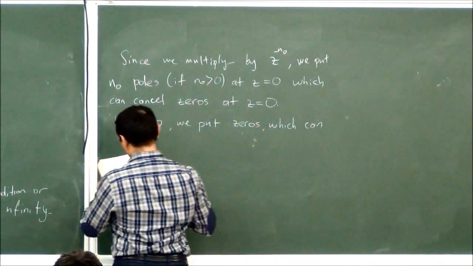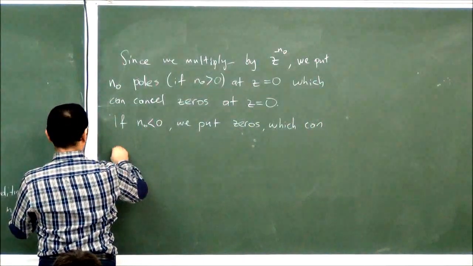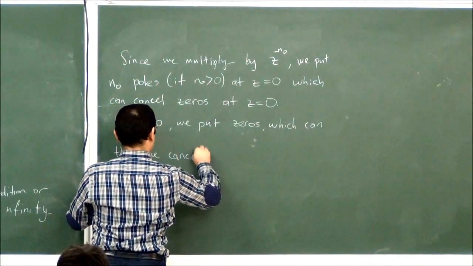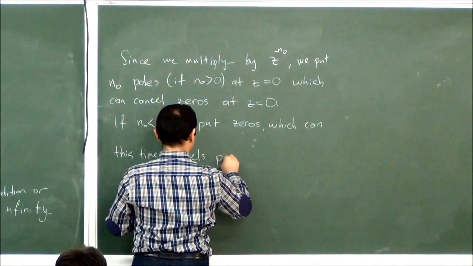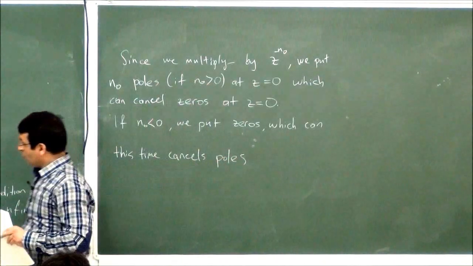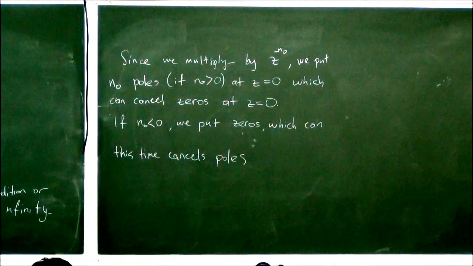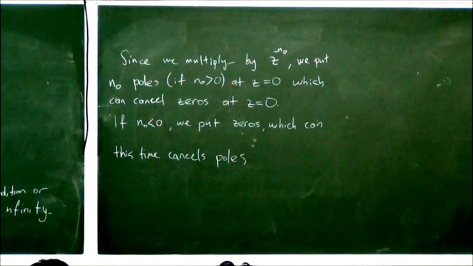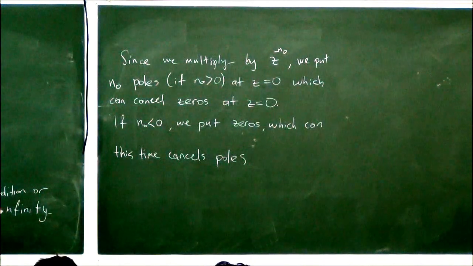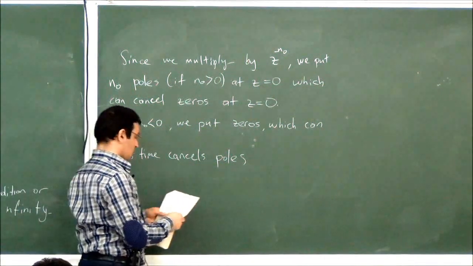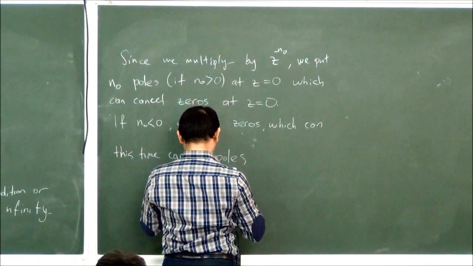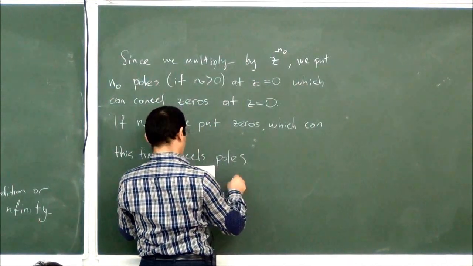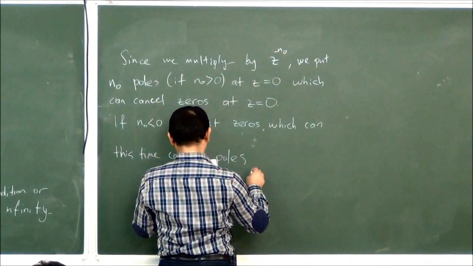Of course, this time it cancels poles. You should check the X of z and the region of convergence of this transformation. So the poles or zeros are changing in this way, according to the pole-zeros of X of z. Cancels poles.